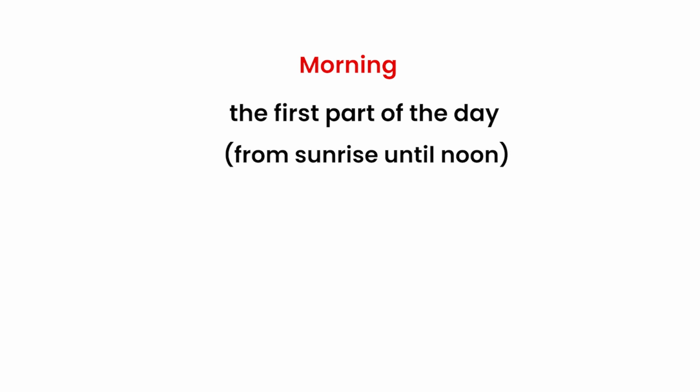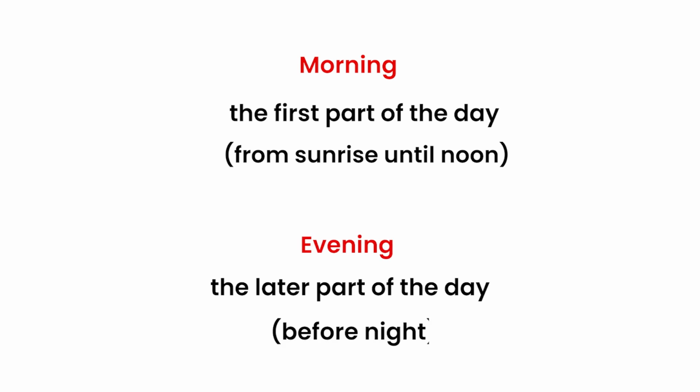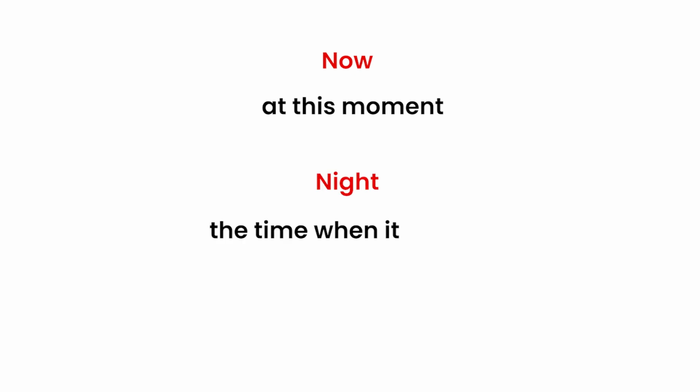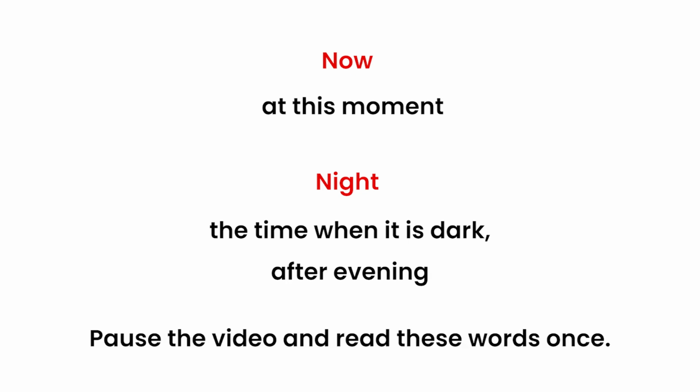Part 1. Vocabulary. Morning, the first part of the day, from sunrise until noon. Evening, the later part of the day, before night. Today, the current day. Every day, all days, regularly. Now, at this moment. Night, the time when it is dark, after evening. Pause the video and read these words once.